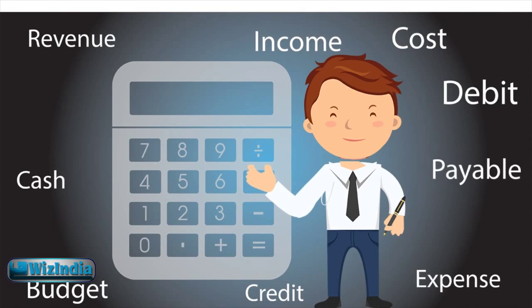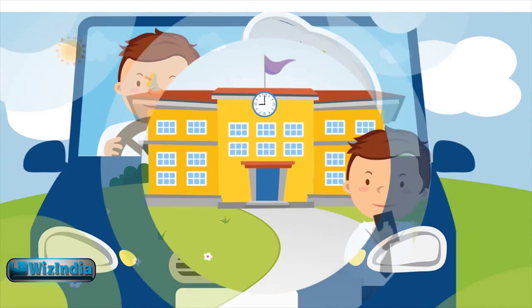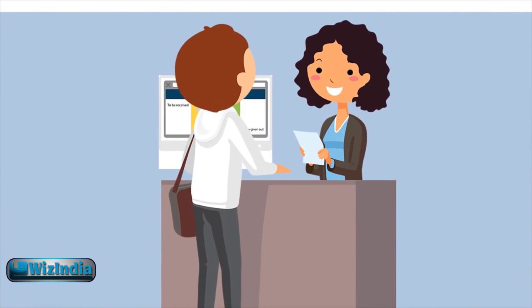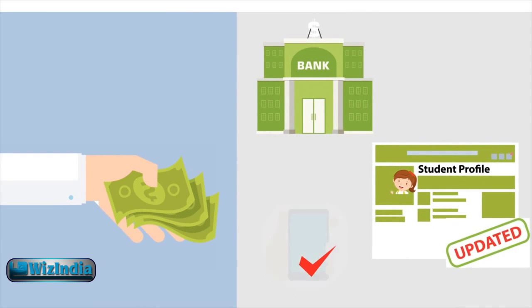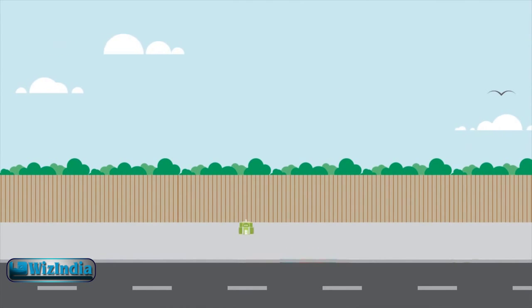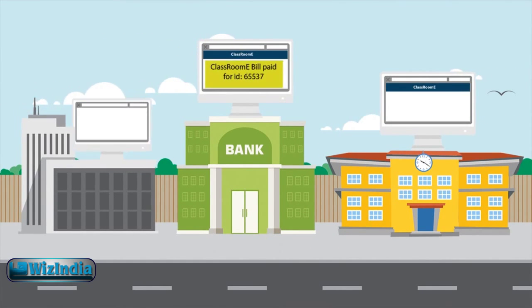The accounting section of ClassRoomE ensures parents keep up with the school fees. The entry is made just once, and all the databases are auto-updated for an easy audit for the school management. Less manual work equals less chances of error equals lower blood pressure.